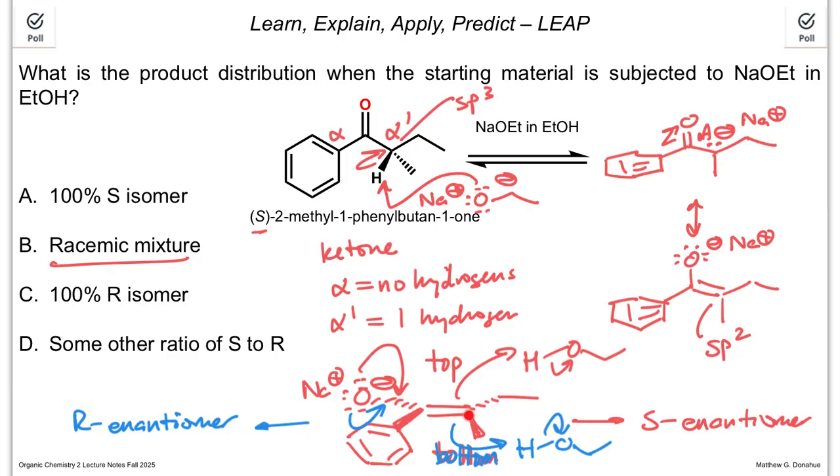Because that carbon is sp2 hybridized, it's no longer chiral. The protonation takes place equally from the top and the bottom, so you get a 1-to-1 mixture of those enantiomers. And then that would be proven through polarimetry using a specific rotation measurement. It would be 0. Any questions before we move on?